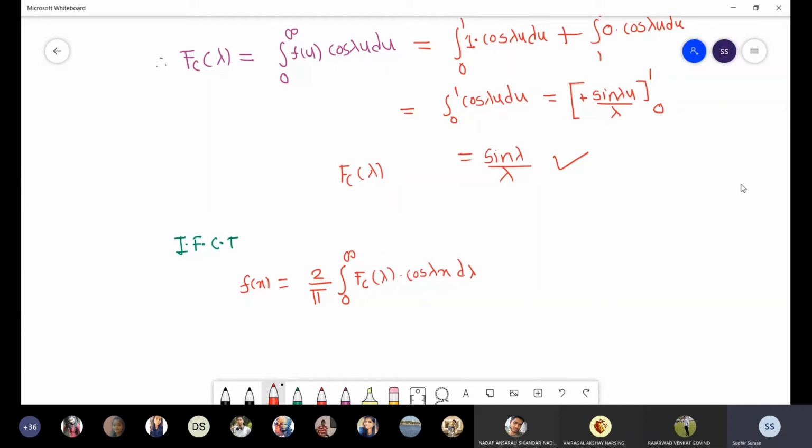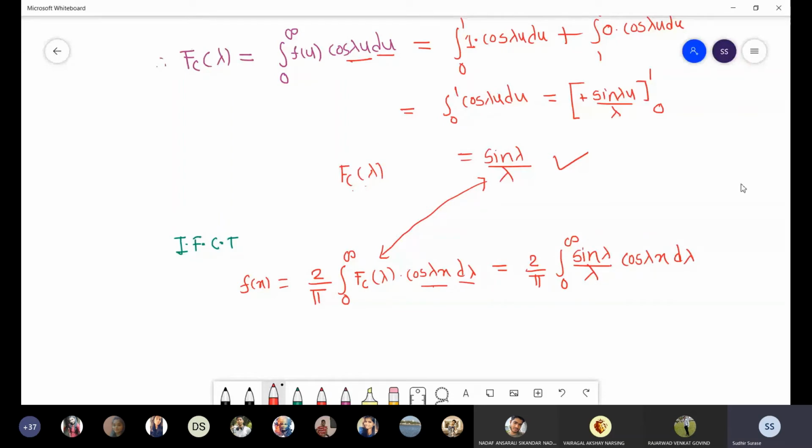Just look at the difference. Here we have cos lambda u, whereas here we have cos lambda x, and here we are integrating with respect to u, but in the case of the inverse Fourier cosine transform we are integrating with respect to lambda, not with respect to u. Okay, now put this value of f suffix c of lambda in this expression. So this expression becomes 2 upon pi, integral 0 to infinity, and the value of this expression we can see here, sine lambda divided by lambda times cos lambda x d lambda.